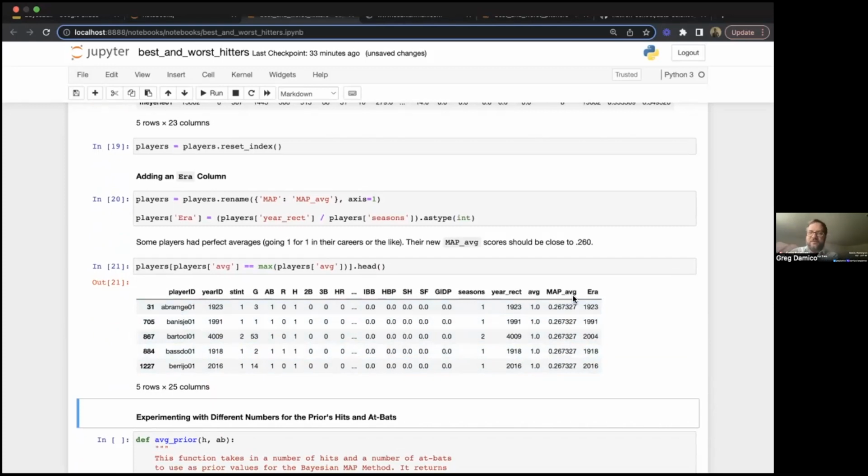because we just don't have enough evidence to upset our prior starting belief that these guys are probably average hitters. If George Abrams, I think his name is George Abrams, went 1 for 1 in his career, is that enough evidence to make us believe that he is not an average hitter? Well, no, not really. He's probably a pretty average hitter. This is a little bit higher than our 260, but not by much.